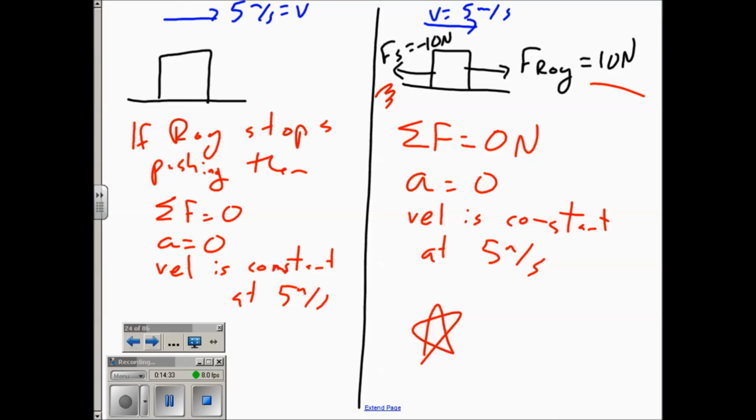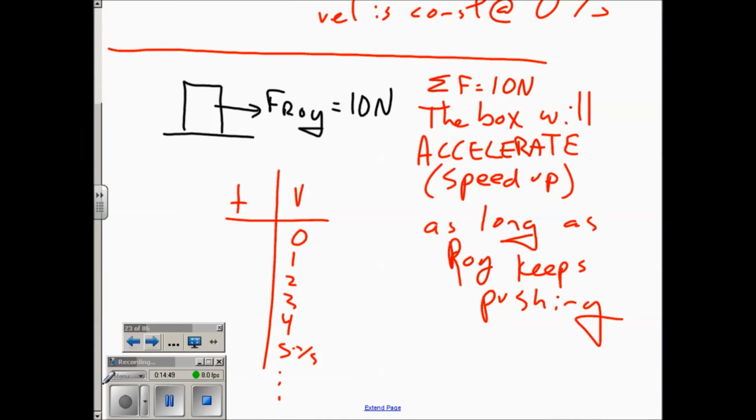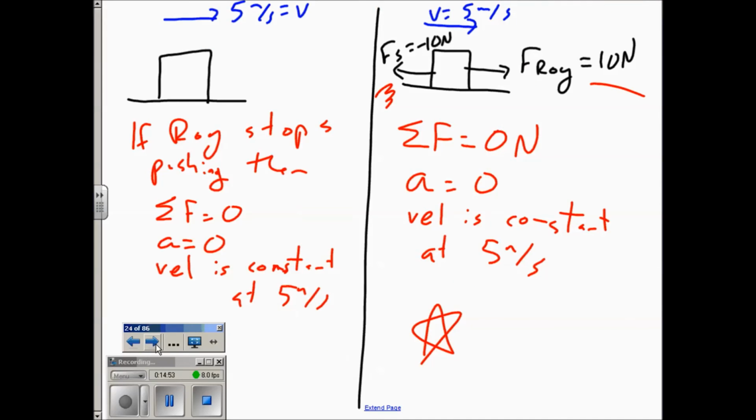All right. So now the question becomes, if Sally really does want to stop it, what does she have to do? Well, let's think about it. Roy, by pushing it forwards, was trying to make it go faster, right? Remember back here? When Roy was pushing it, the box went faster, right? So Roy's trying to make it go faster. Sally, by pushing the other way, is trying to make it go slower. Neither one wins, so the velocity stays constant.